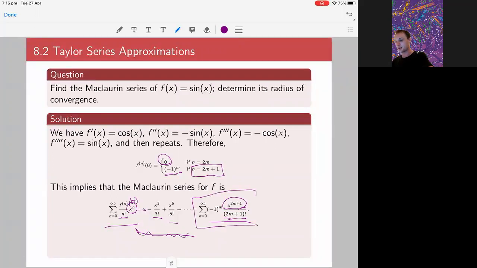So perhaps a cleverer way of writing this Taylor series is like this. The Maclaurin series for this function sine of x is equal to the sum. I've made a typo again. This should be summing from m equals 0 to infinity, not n. So the sum from m equals 0 all the way up to infinity of -1 to the power of m times x to the power of 2m plus 1 divided by 2m plus 1 factorial.